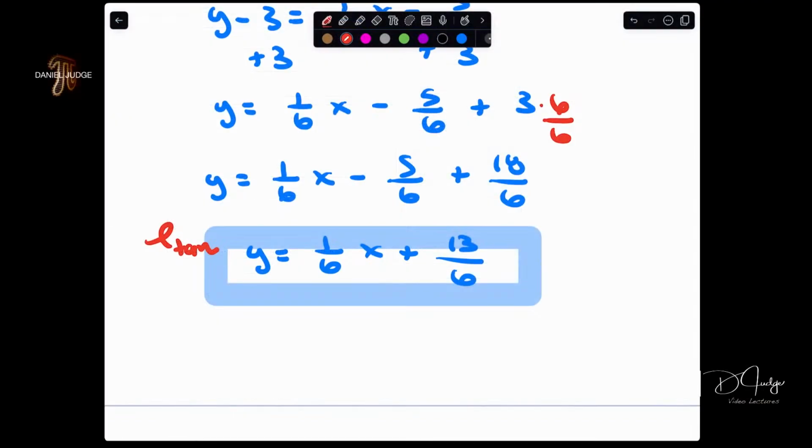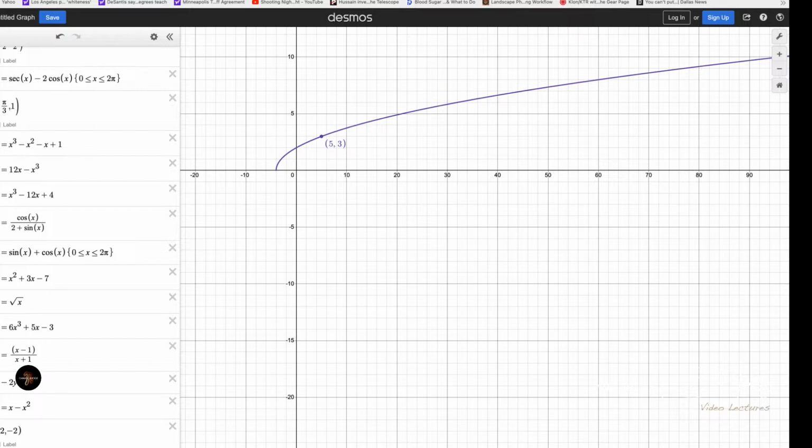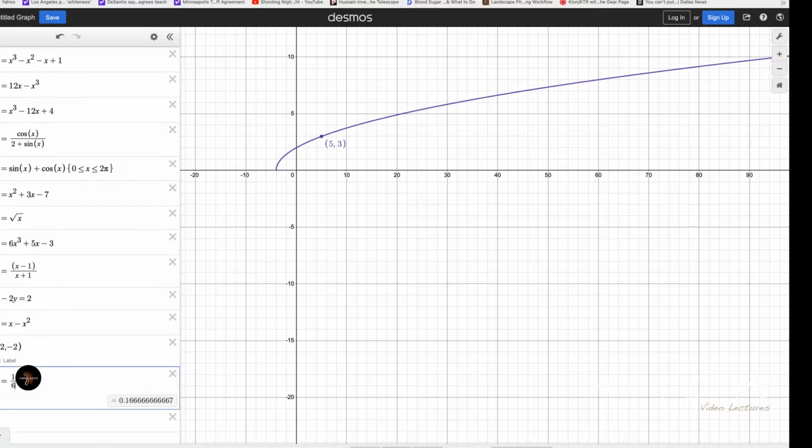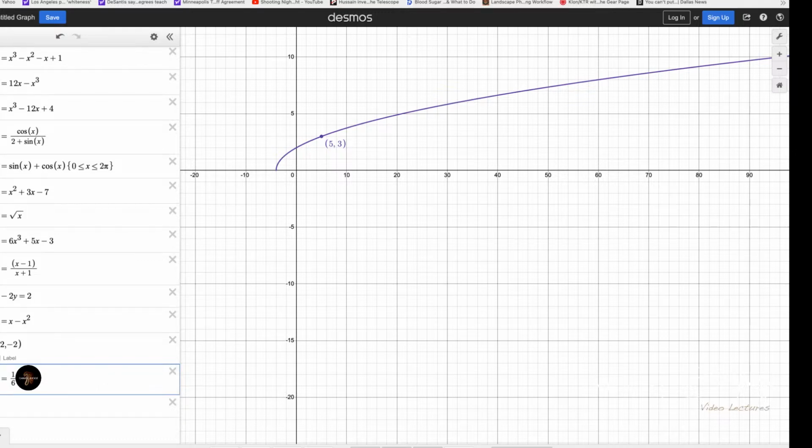Let's go back to the iPad. Let's get rid of this. Where are we at? Yeah, we don't want that. Okay, let's go back here to the browser. There we go. And then we're going to add down here, y equal to 1/6 x, so 1 divided by 6, x plus 13 divided by 6 now.